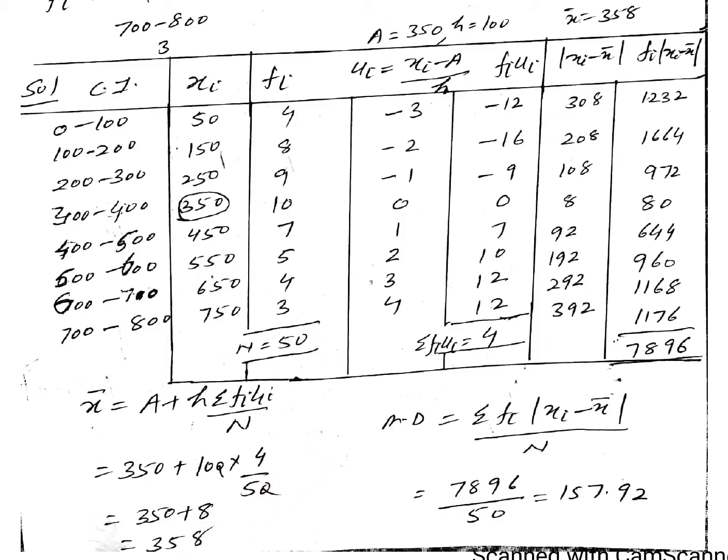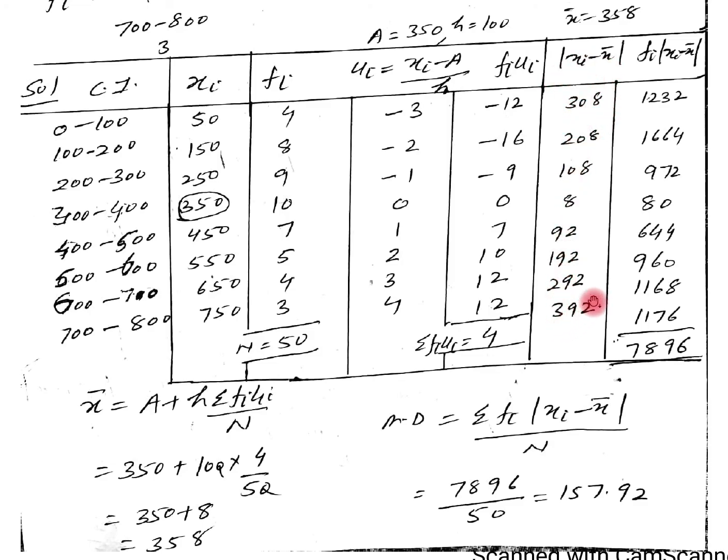Now the next step is to find out the mean deviation about mean. For calculating the mean deviation, again we make the column |xi minus x bar|. For the first, 50 minus 358, that is minus 308. But when I take its modulus, it will be 308. Similarly, next is 150 minus 358. When I take the modulus, it is 208. So I have taken all the values positive because I have directly taken the modulus of all the deviations.